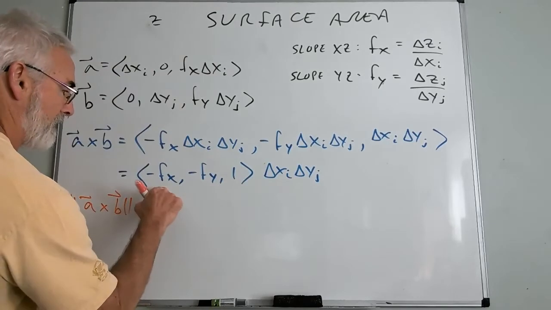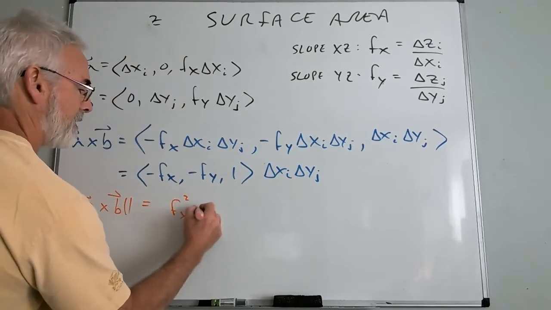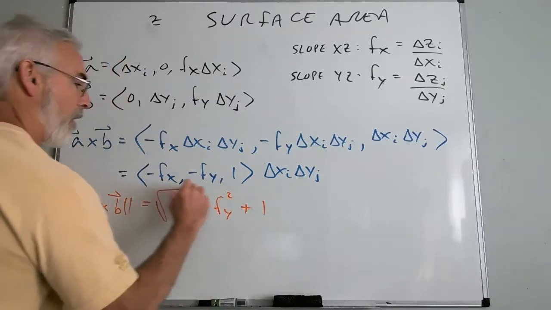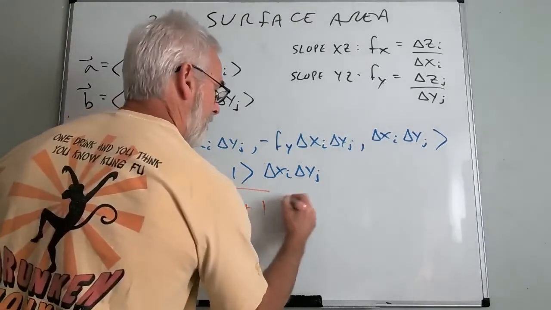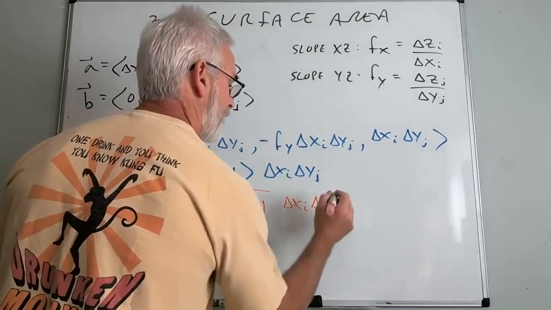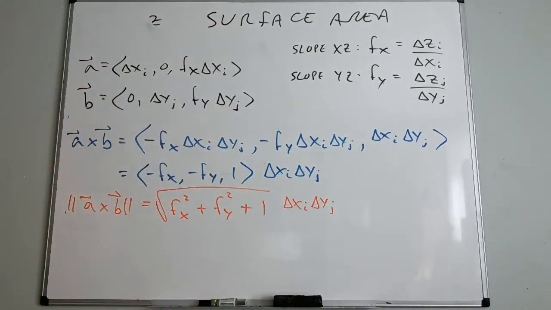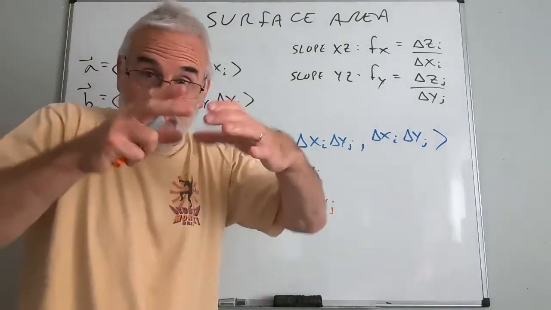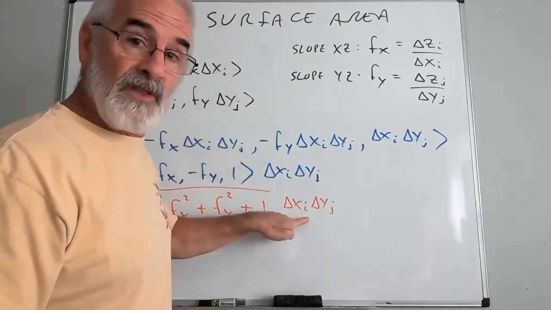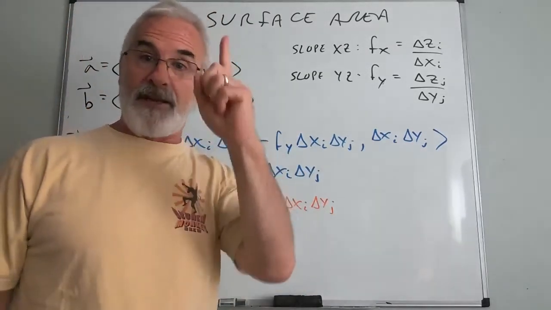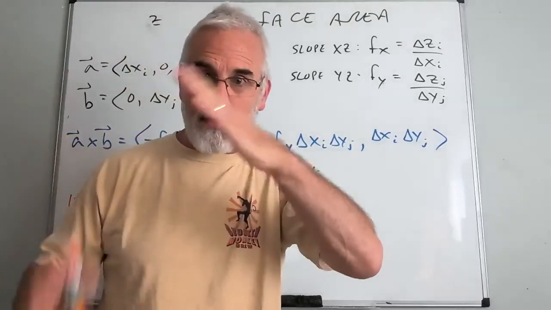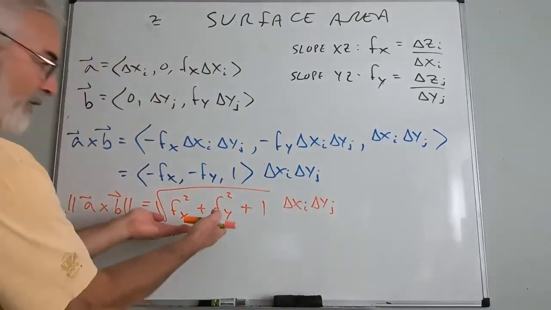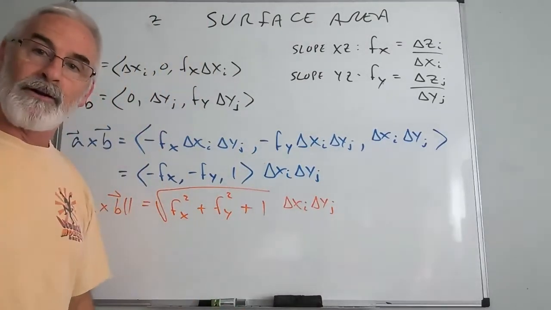And the square of this would be fx squared. The square of this would be fy squared. The square of this would be 1, all under the square root, times delta xi delta yj. This is my multiplier. Remember, the area on the xy plane, when I did my projection downwards, the area was this. What we needed to do is figure out the area of the angled sequin that projected down. We needed to figure out what is the appropriate multiplier. We just did. This is the appropriate multiplier.